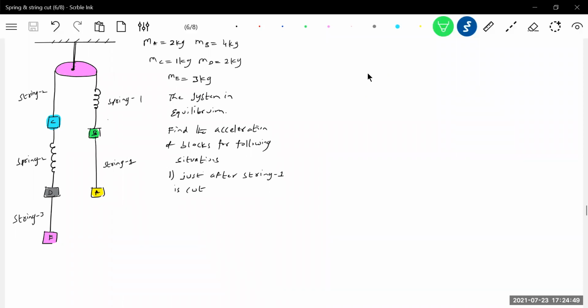Then I'll cut the spring 1. Remaining things you have to work out: string 2, spring 2, string 3. Okay, first two cases we'll discuss. String 1 is cut, then spring 1 is cut. The first case is what we have here.